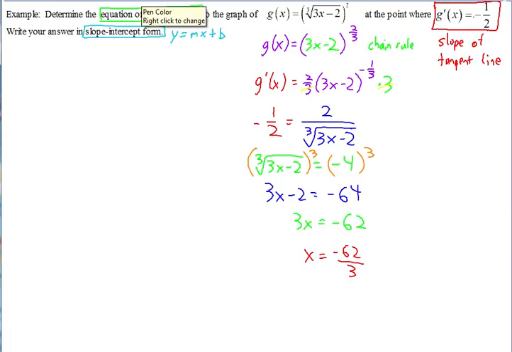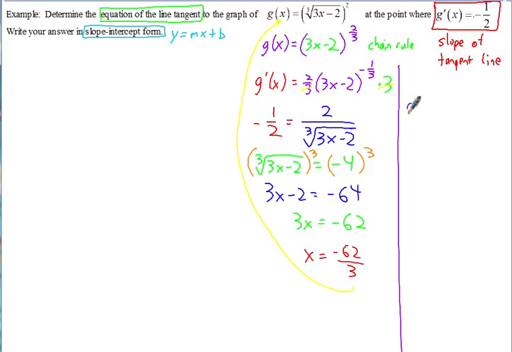Next, we need the y coordinate of our point of change. So now we just take that and substitute it back into the original equation to get the y coordinate. So I'll do that right here. So we have g of negative 62 over 3 equals the cube root of 3 times negative 62 over 3 minus 2, squared.